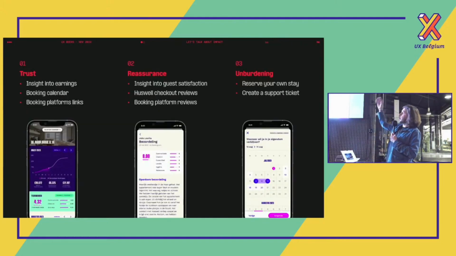Trust we did by giving them an insight into their earnings, by giving them a booking calendar so they could follow up what was happening with their property, when people were in it, when it was empty. We gave them links to all the booking platforms so they could see what their property looked like on the internet as a guest when you're trying to book. Is it appealing or not? Reassurance we put in there through reviews.